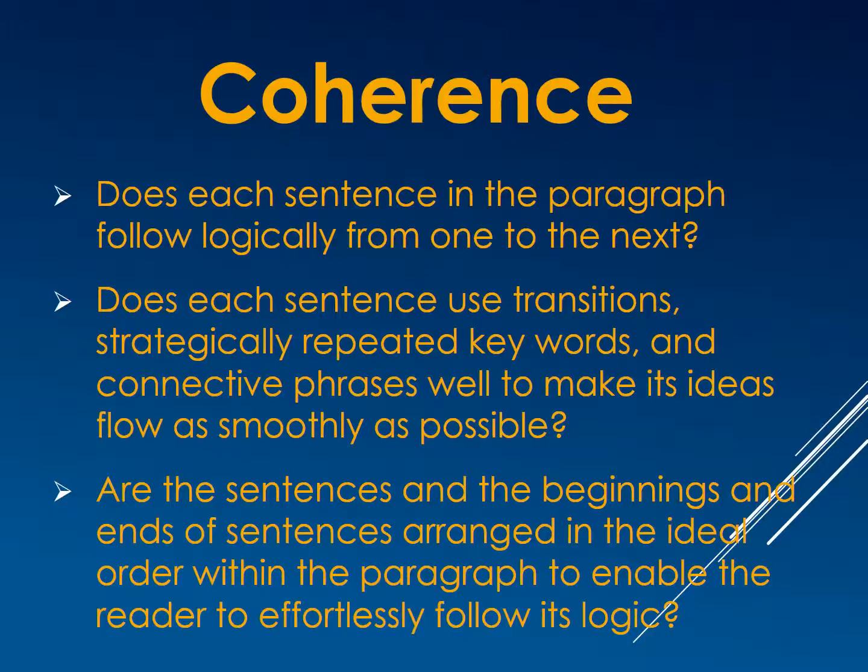Coherence is the third quality of a good paragraph. You can ask yourself, or look at others' papers and wonder, does each sentence in the paragraph follow logically from one to the next? Does each sentence use transitions, strategically repeated keywords, and connective phrases well to make its ideas flow as smoothly as possible? Are the sentences, the beginnings and ends of sentences, arranged in the ideal order within the paragraph to enable the reader to effortlessly follow its logic?